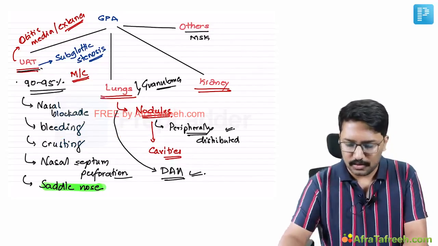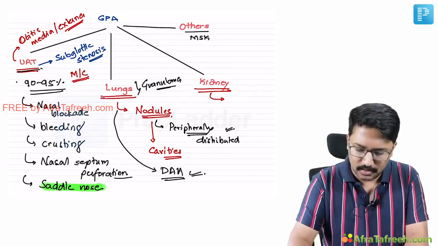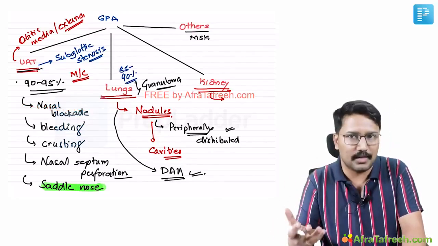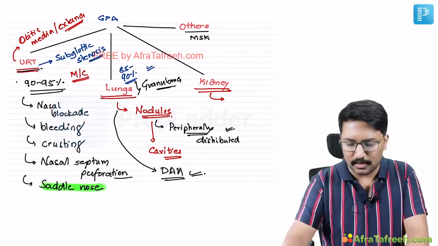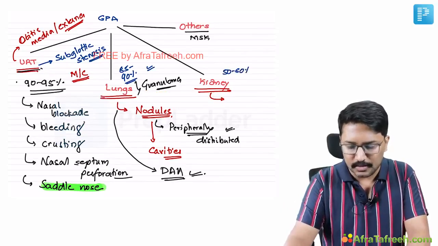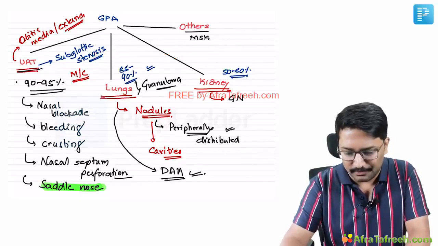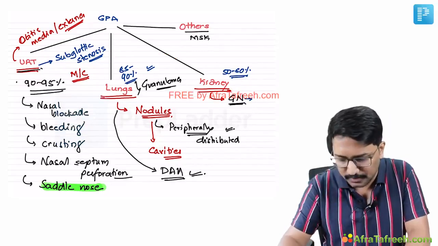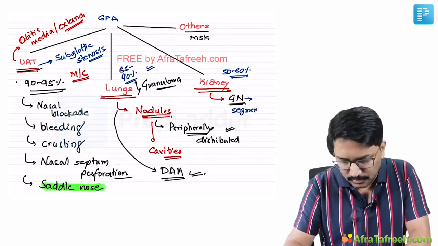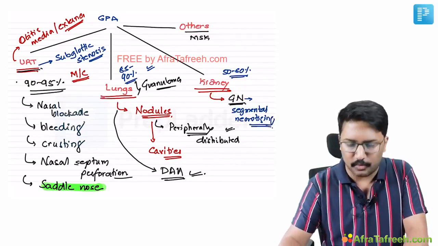Okay, now coming to the renal involvement in patients with granulomatosis with polyangiitis. Now the lung involvement is seen in around 85 to 90% of the patients. In 90 to 95% of the patients, the upper respiratory tract is definitely involved, and in around 50 to 60% of the patients, we see renal involvement. So what is the usual renal involvement? The renal involvement is in the form of glomerulonephritis, right? The glomerulonephritis that we see here is typically in the form of segmental necrotizing glomerulonephritis.